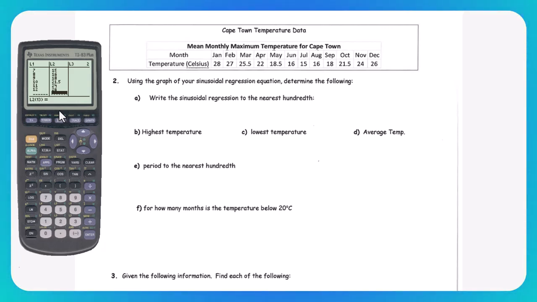So now that we have that in, we're going to do our sinusoidal regression. So stat, over to calc, up for C, enter. Now this time we're going to do it a little different. To find our regression, we're not going to put the Vars, the Y1 in here. I'll show you the other way this time. So we're going to hit enter.